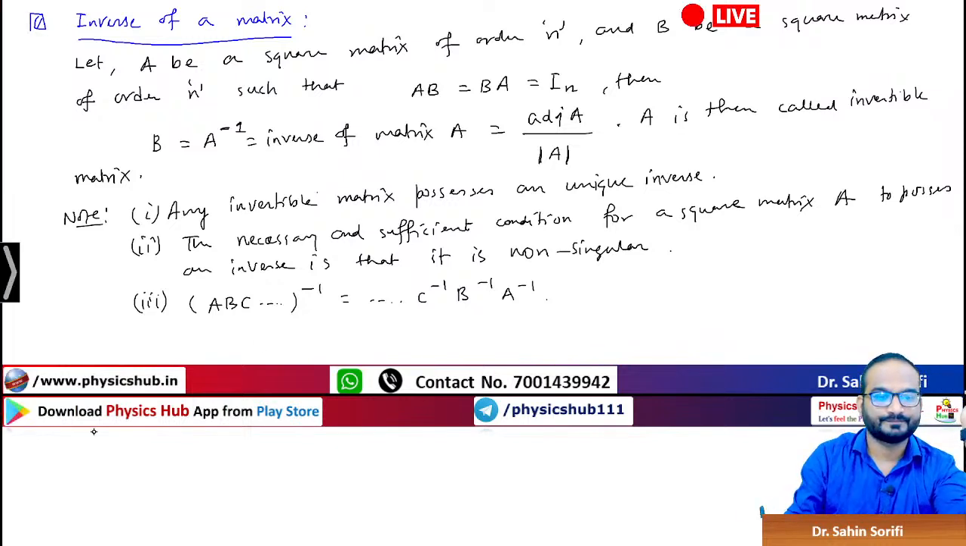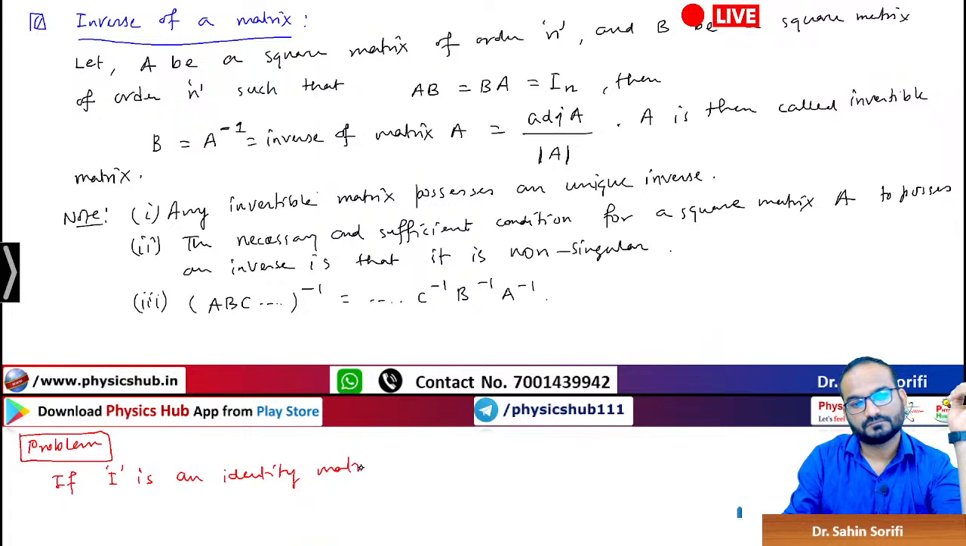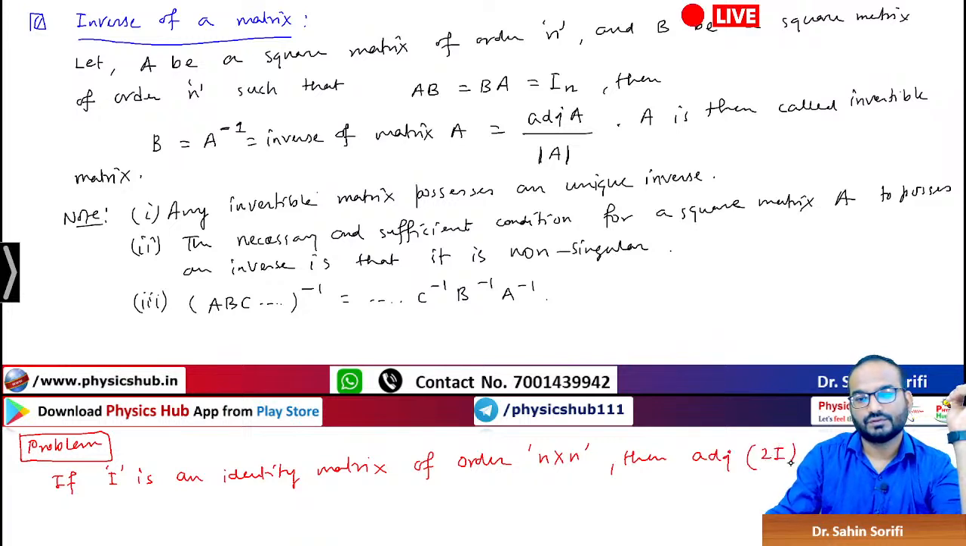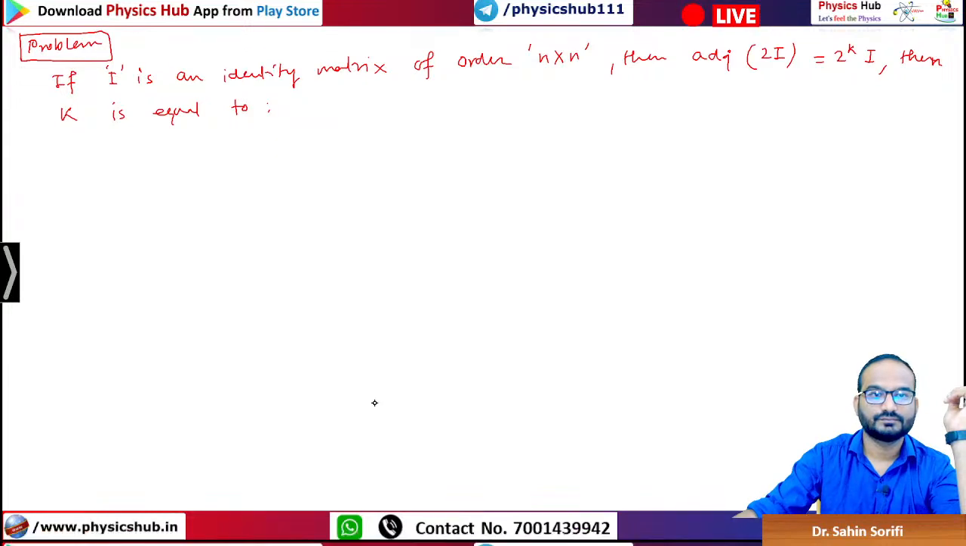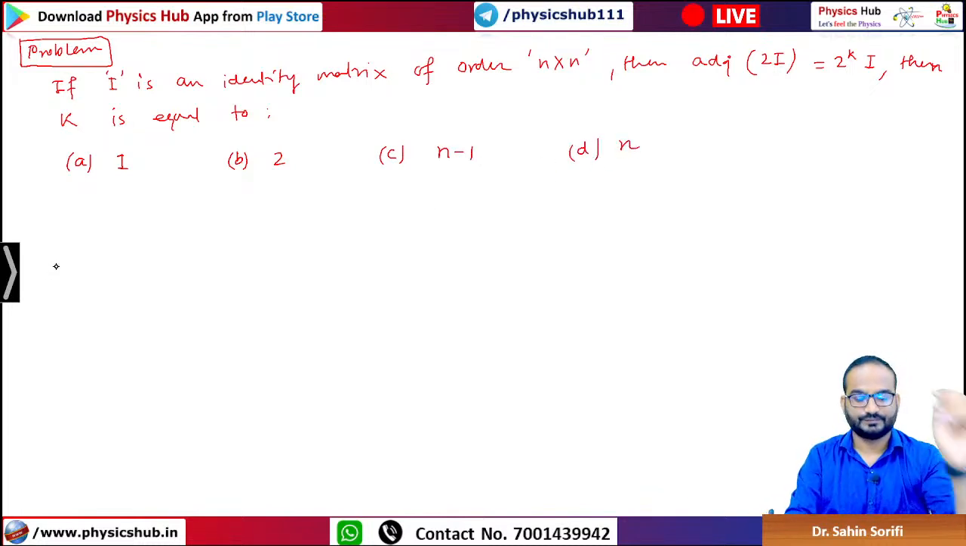Let's go for a problem. If I is an identity matrix of order n by n, then adjoint of 2I is equal to 2 to the power k times I. Then k is equal to 1, 2, n minus 1 or n. Can you solve this?